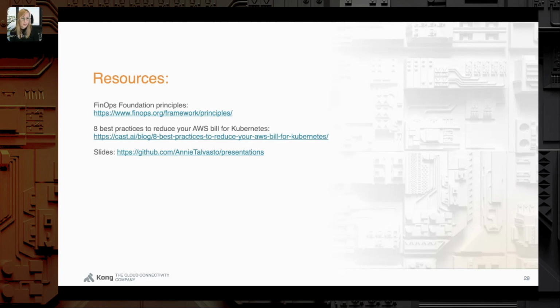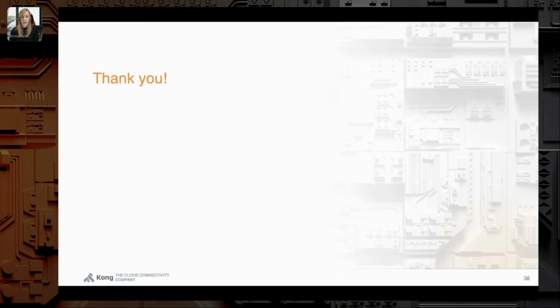Then 8 best practices to reduce your AWS bill for Kubernetes. It's a Cast AI blog piece, which is a really great resource. A lot of the things that I've spoken about here are mapped there already. So if you want to find out more about those, you can check that out. And the governance policies are also described there. And as always with my presentations, you can find my slides on my GitHub. And that's it for the presentation part.